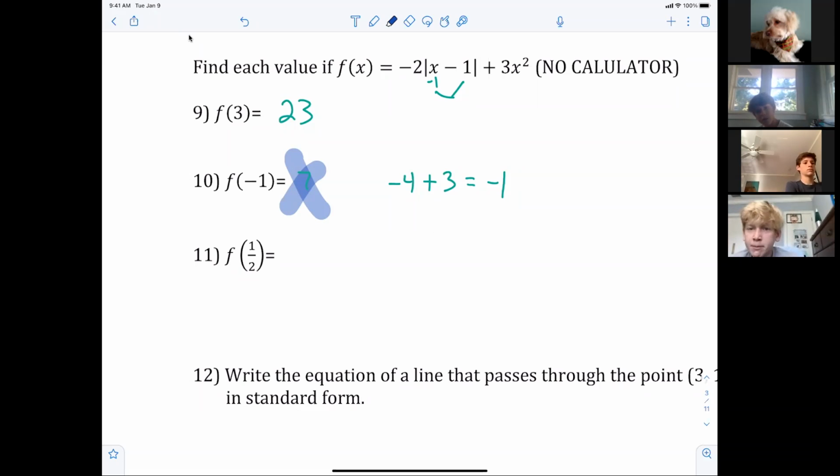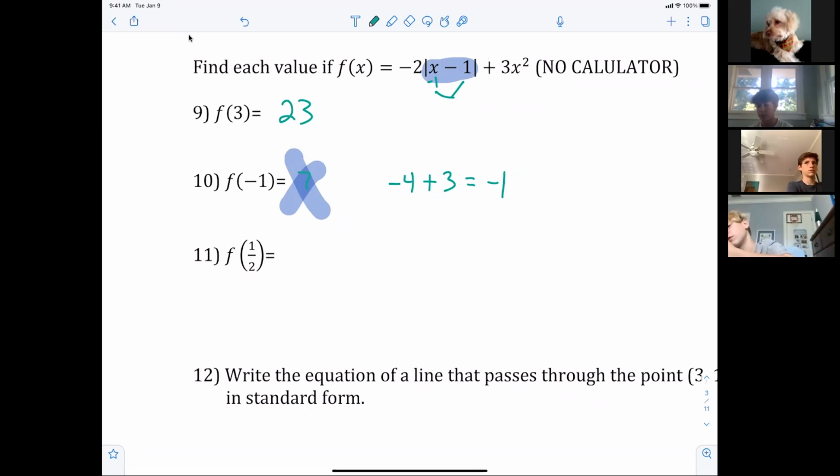All right, so now the fraction, again, I do think is important to do by hand. You shouldn't need a calculator, so you're practicing. If I plug in 1/2 for x, what's 1/2 minus 1?